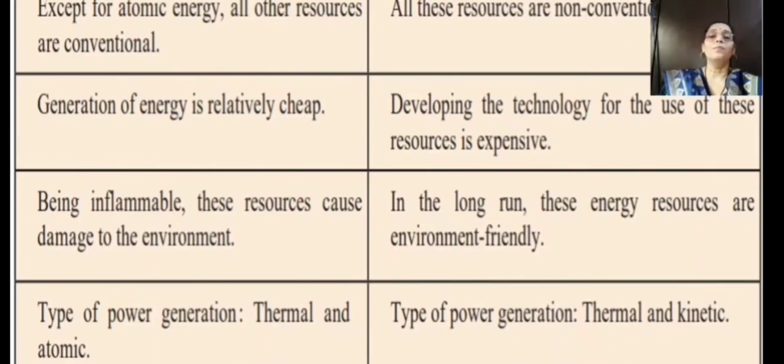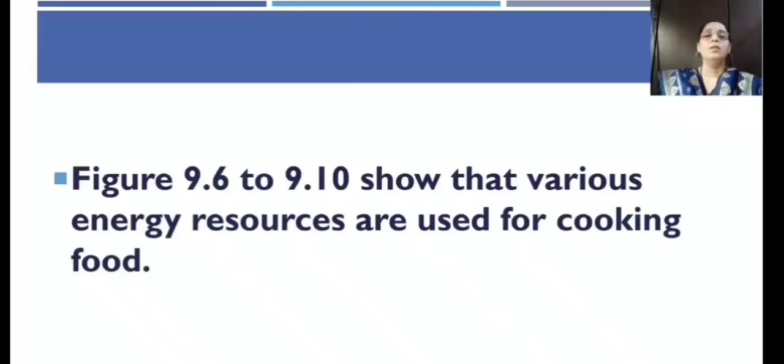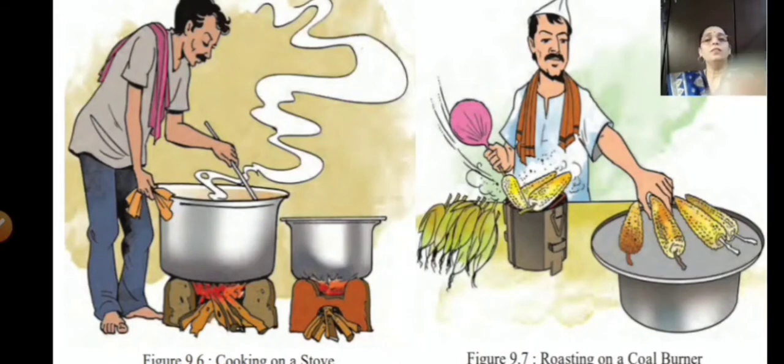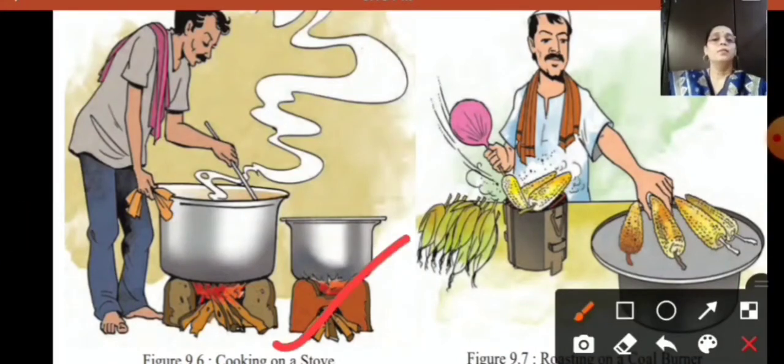Then next is in substance-based energy resources, type of power generation is thermal and atomic. And in process-based energy resources, type of power generation is thermal and kinetic. Now the next, see Figure 9.6 to 9.10 shows that various energy resources are used for cooking food. So let's see. This is figure 9.6, cooking on a stove. You can see that man, he is cooking foodstuffs on the stove.